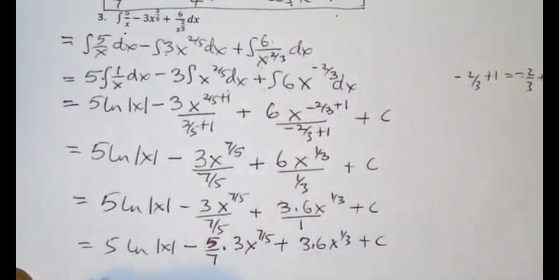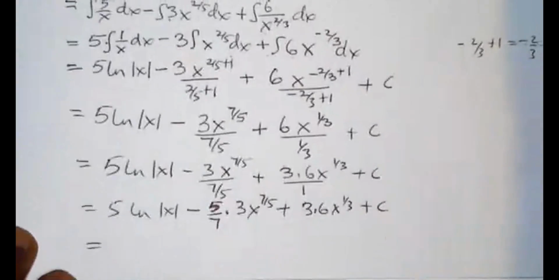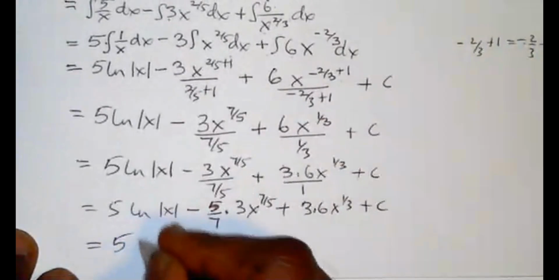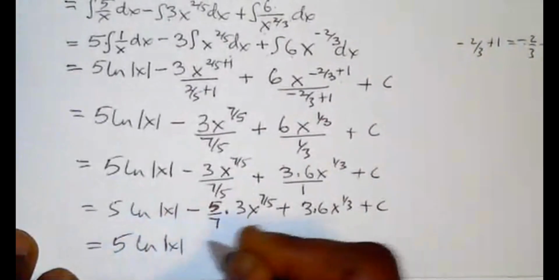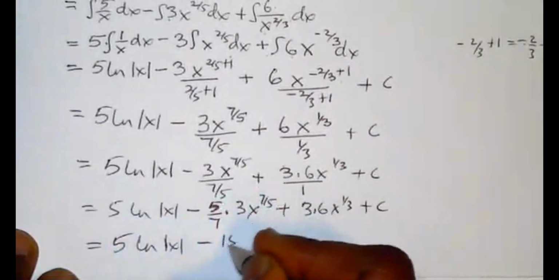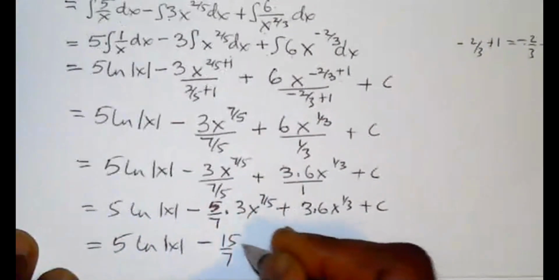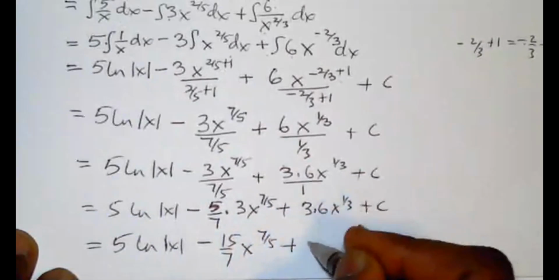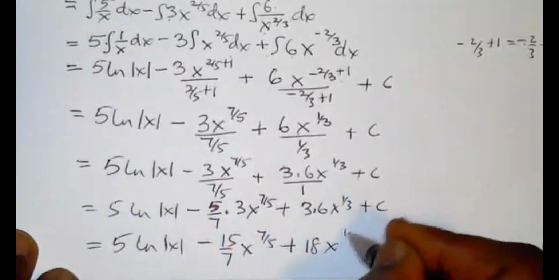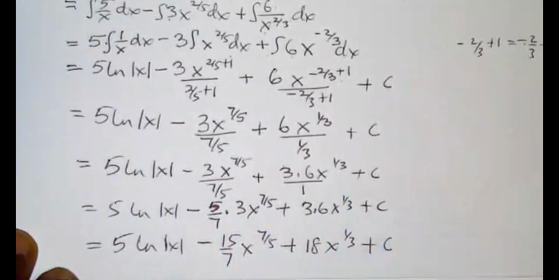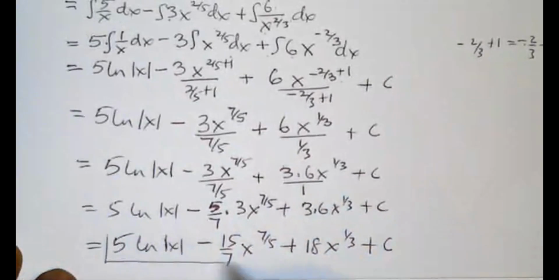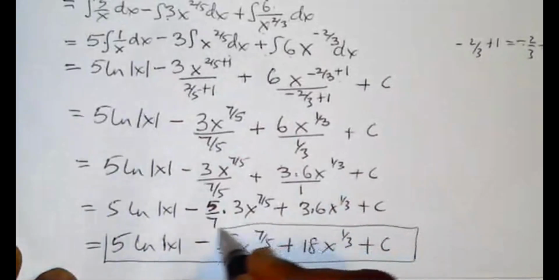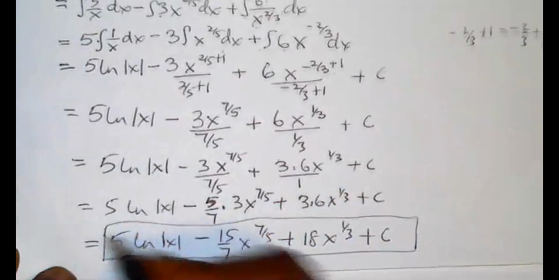So let's finalize our answer. So our final answer will be 5 natural log of x minus 15 over 7 x to the power 7 over 5 plus 18 x to the power 1/3 plus c. So this will be a simplified answer. Right. Great.